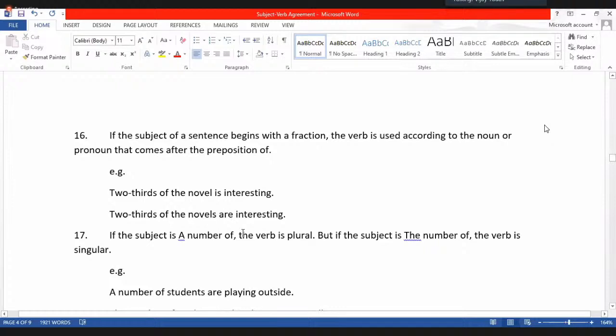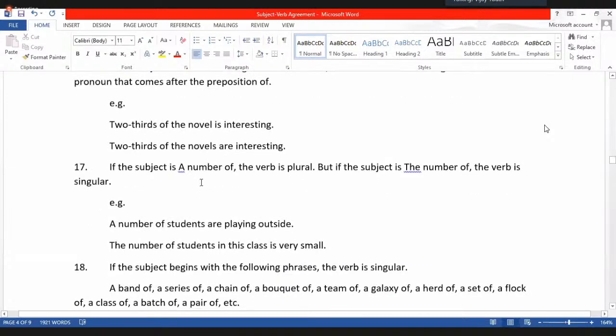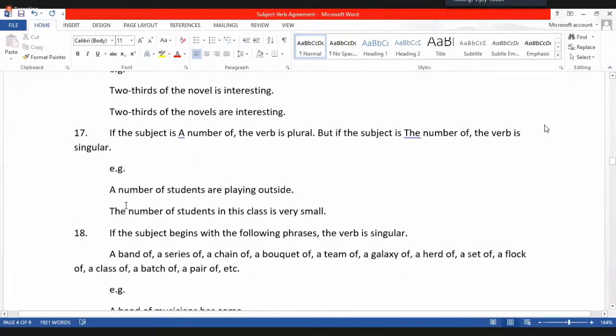Clear? Okay. Number 17, if in the subject we have a number of, then we use a plural verb. And if in the subject we have the number of, we use a singular verb. So here you have: a number of students are playing outside. And here: the number of students in this class is very small. The number, that's why is. A number of, that's why are.